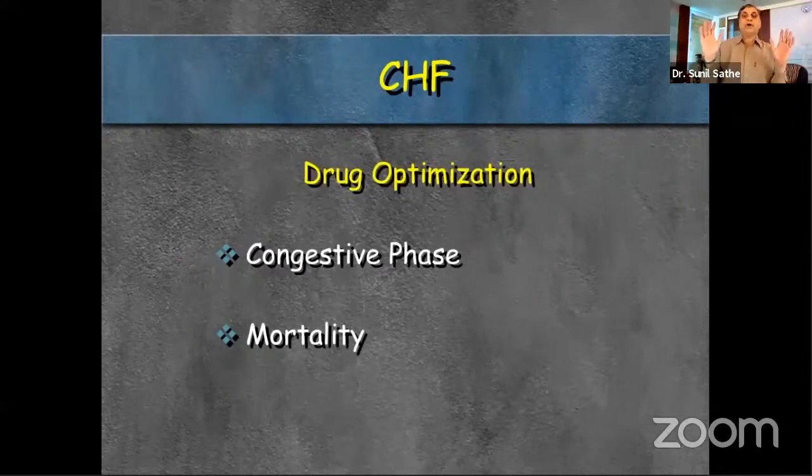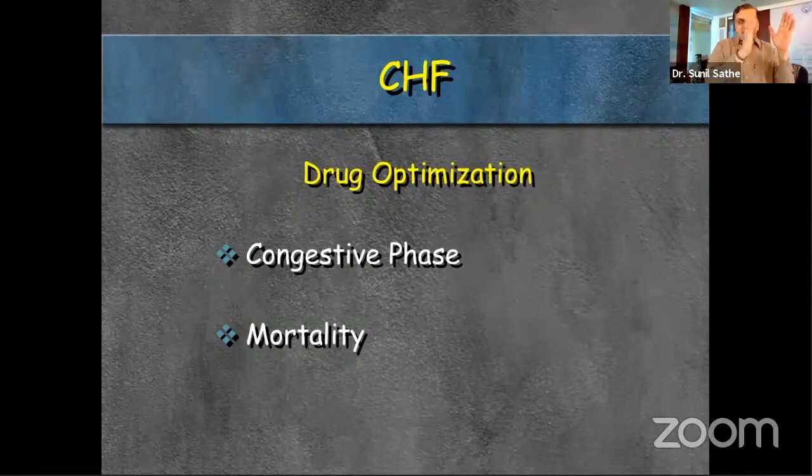Now, the most important, drug optimization. So I'm going to look at clinical parameters. I'm going to look at metabolic parameters. I'm going to look at enzymatic parameters. I'm going to look at renal parameters. Make a checklist and think of all these things when I'm treating a patient of heart failure. Okay. With this, but what is the most important treatment is drug management.